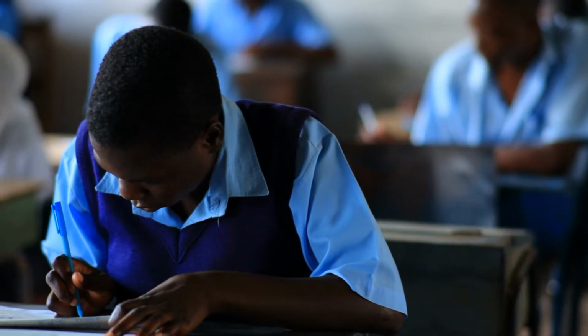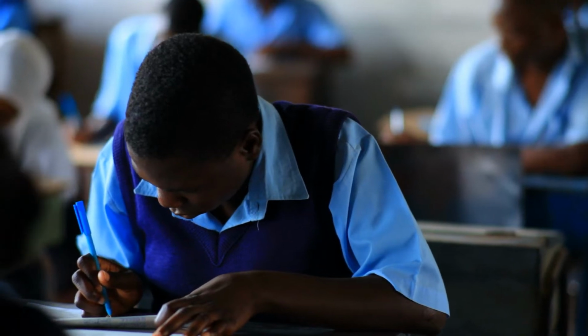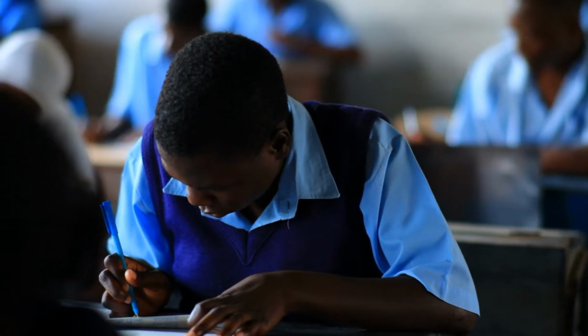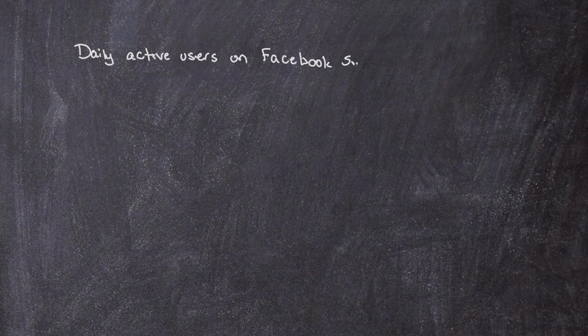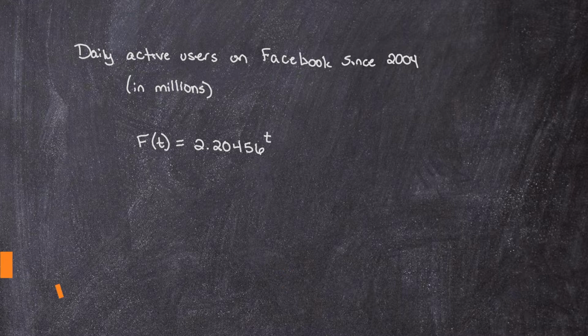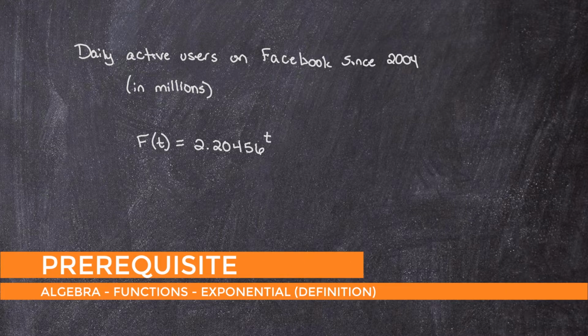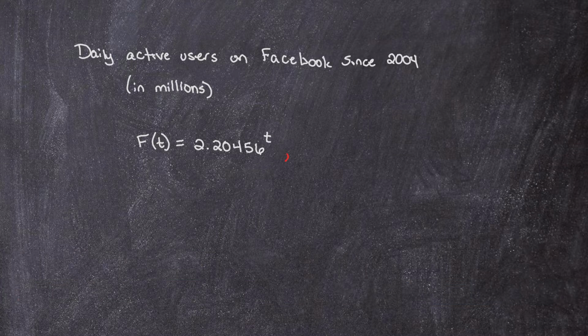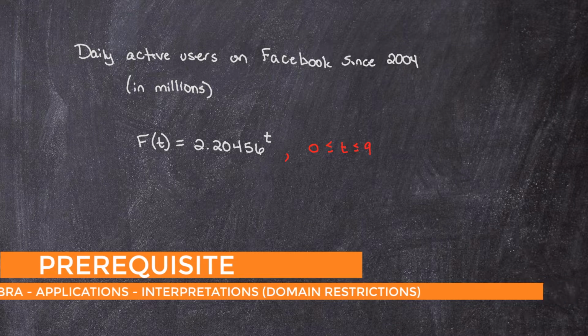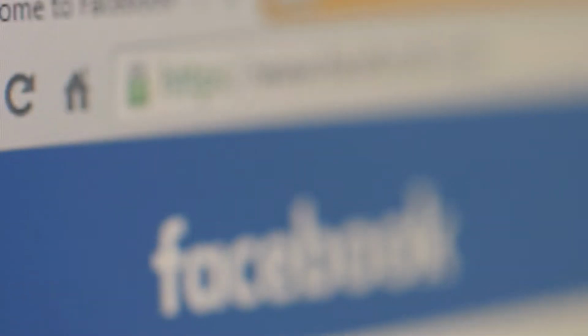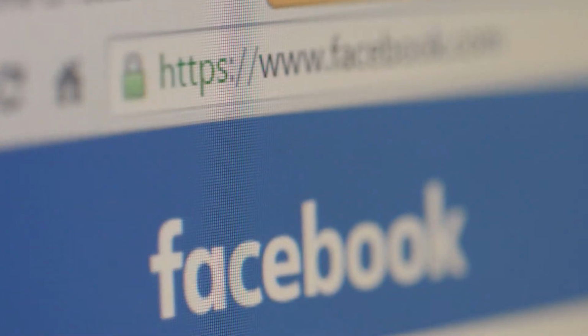Albeit, people often do not write down the domain restrictions; rather, it's left for the reader to figure out. For example, the number of Facebook users since 2004 can be represented by the following function. This is an exponential function and naturally does not have a domain restriction. However, once we insert the context of this problem, we should really apply the following explicit domain restriction. This is because Facebook did not exist prior to 2004.